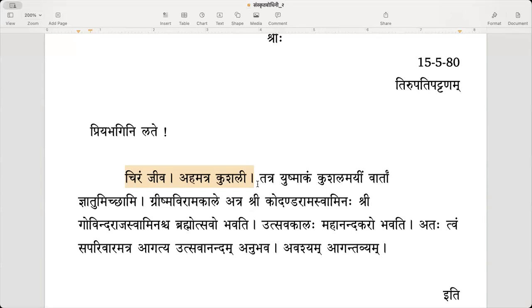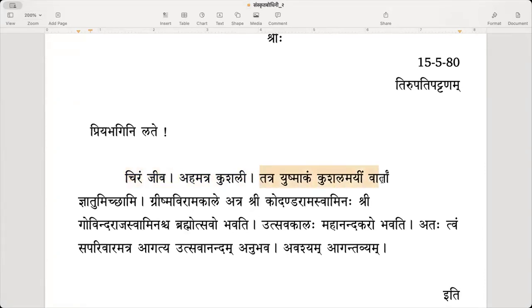Nalam Nalamari Aval. Ava. You part Chiram Jeeva, live long. And then Ahamatra Kushali. I am happy. Are you good? Because he is an older brother, he is saying Chiram Jeeva. If it is a younger brother, he will probably ask how she is. He won't say Chiramjeeva. Ashirvada Rupena Sahana Vadati. So change it accordingly if it is a younger brother or an older brother.